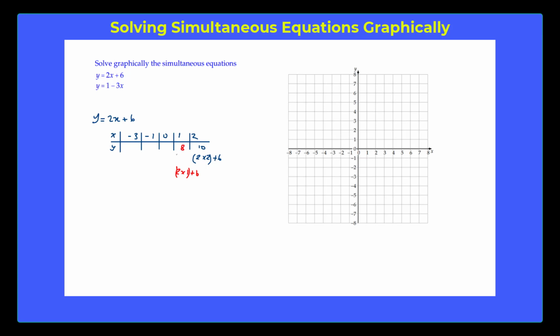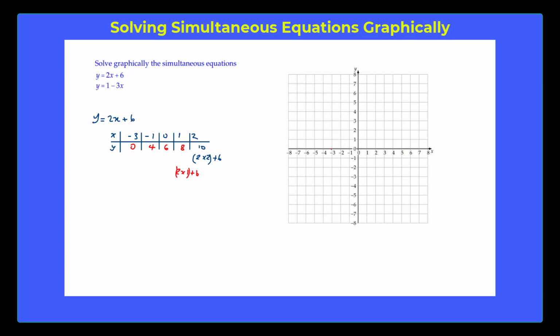And we repeat this for the other values. Okay, so when x is 0, we're going to get 6 as the answer. When x is -1, well, 2 lots of -1 is -2, and -2 plus 6 is 4. And 2 lots of -3 is -6 plus 6 is 0. We now have to plot these points onto our coordinate axes.